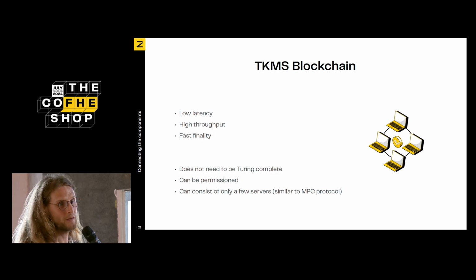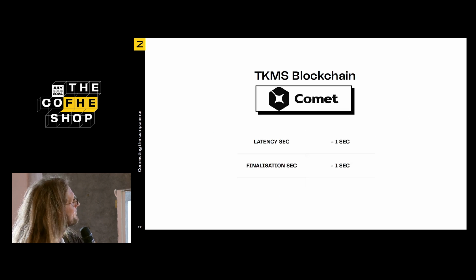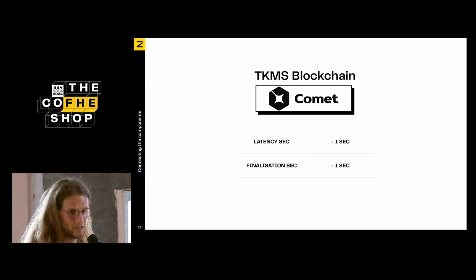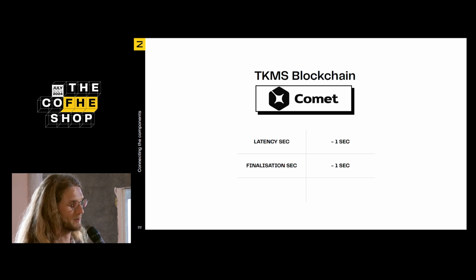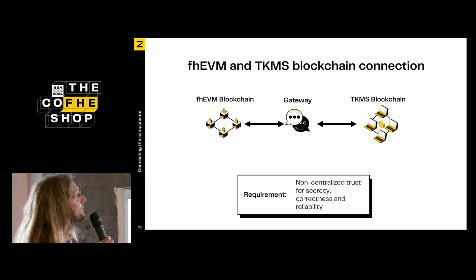So because of this, we have a lot of leeway in how we realize this. For our specific case, for now, but this is of course something that can be changed, we're basically using Comet BFT, and we have set it up with latency and finalization of about 1 second. So this means we can do things pretty quickly. For now, we are using as many validators as we have threshold servers, but this can be varied in the future, and can be launched on another blockchain in the future as well, if that's what we want.